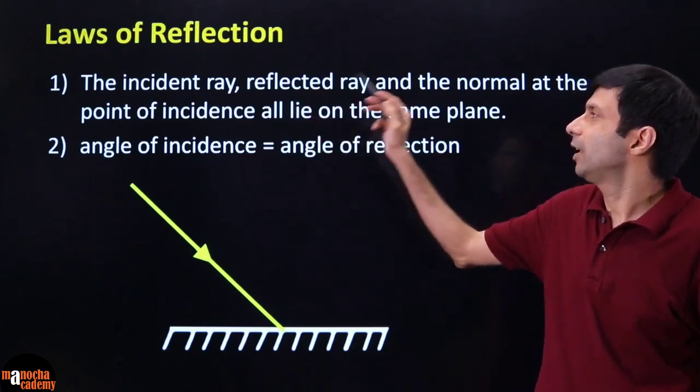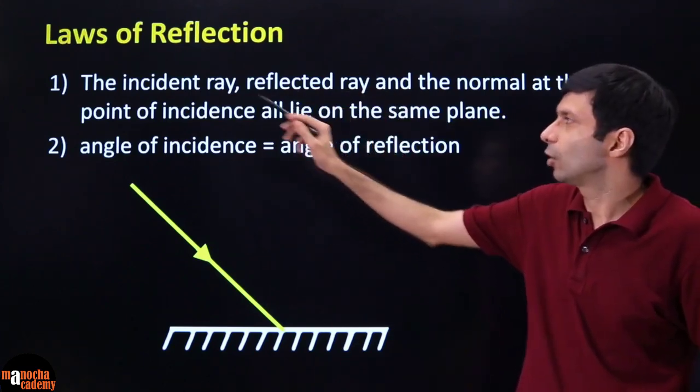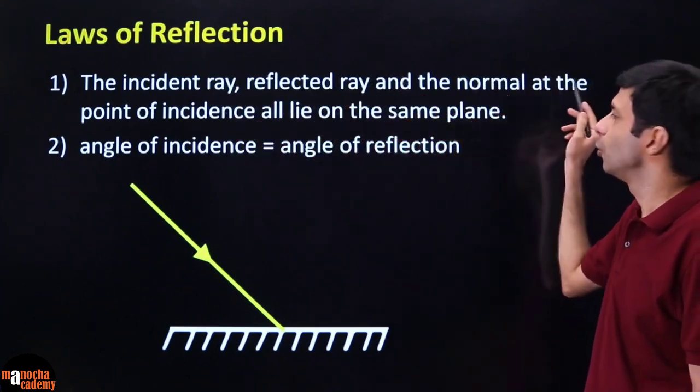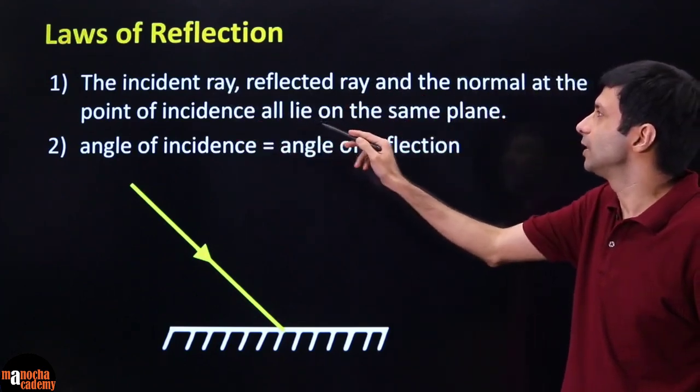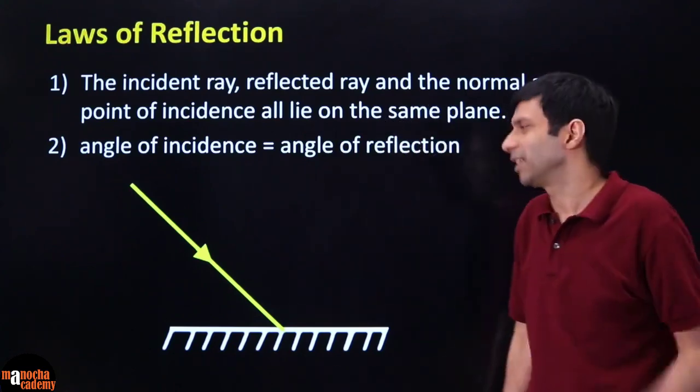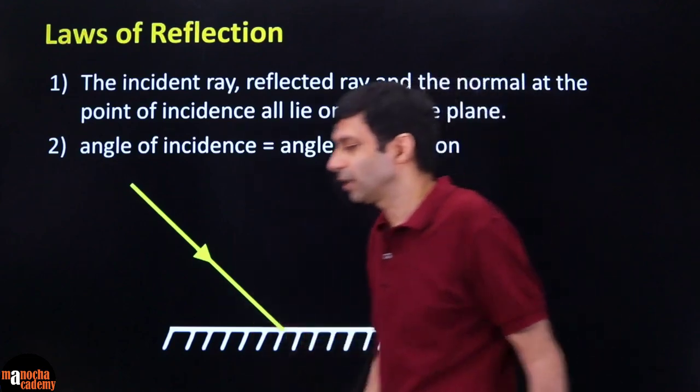There are 2 laws, right? First law and second law. The first law says the incident ray, the reflected ray, and the normal at the point of incidence all lie on the same plane. The first law is the little difficult one. Let's understand it. So what is happening here?